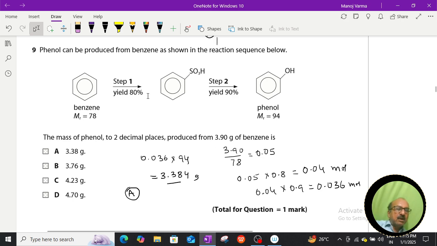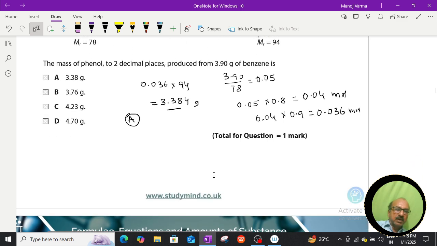Now in the first step you get 80% yield, so 80% of the 0.05 moles, 80% means 0.8, so the moles of this will be 0.04, and then 90% of that means 0.9, so this will be 0.036 mole of phenol. Multiply this by the molar mass and you get the amount in grams, which corresponds to the answer A. Please go through the solution once again if you have not followed.